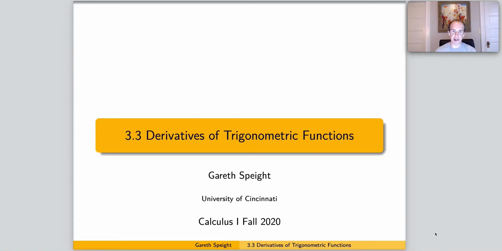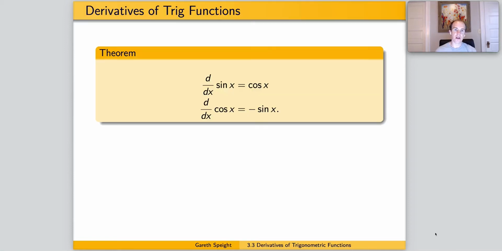So let's move on to the next type of function we're going to need to differentiate, which are trigonometric functions. Starting with the simplest, which are sine and cosine, here are the derivatives. The derivative of sine is cosine, and the derivative of cosine is minus sine. So be careful with the signs, right? The derivative of sine is cosine, derivative of cosine is minus sine.